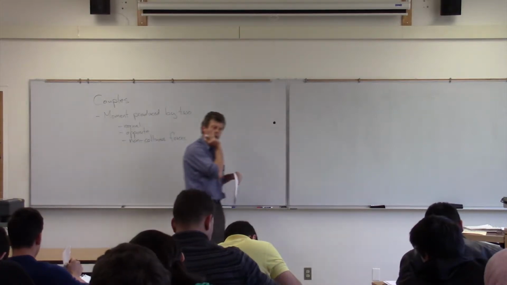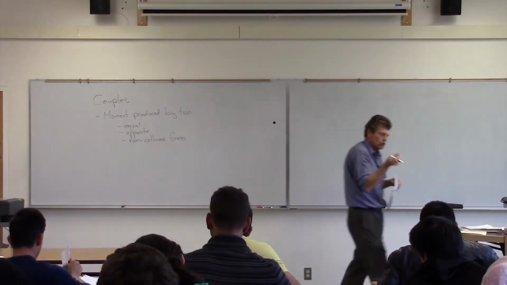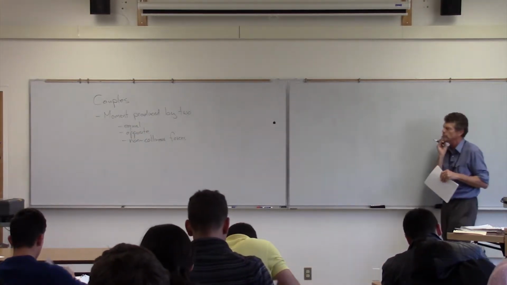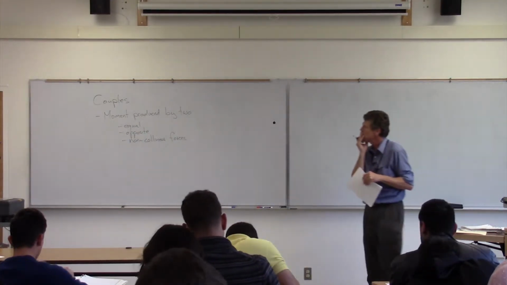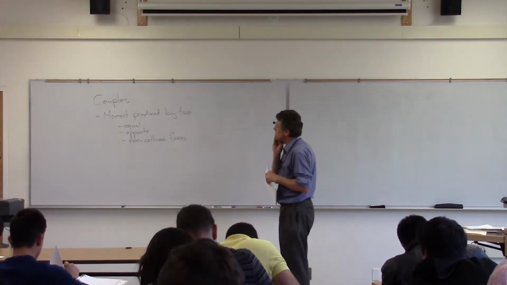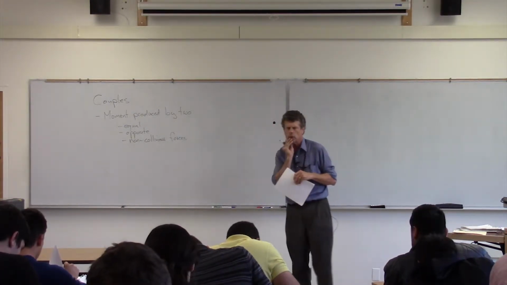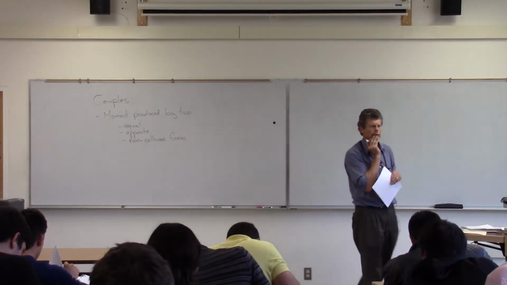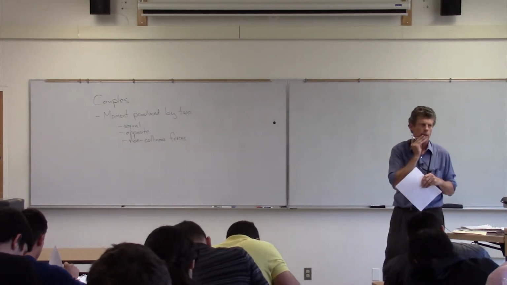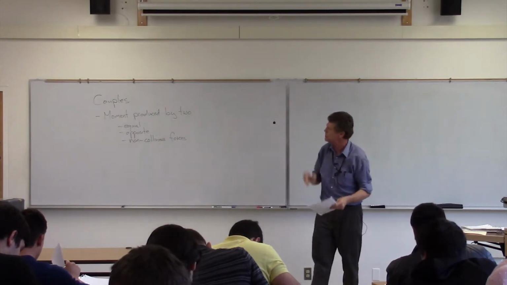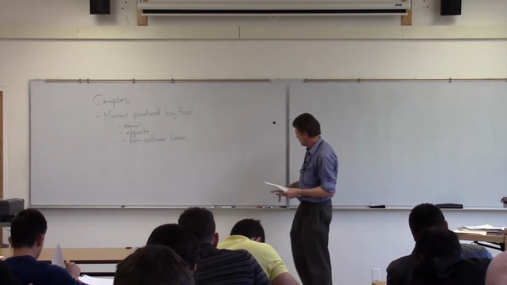Okay, so what we're going to do is extend our knowledge of moments by looking at this strange thing called a couple. It's basically a moment produced by two equal, opposite, and non-collinear forces. Now, what was collinear? On the same line. So now we're looking at two equal and opposite forces, but they're not on the same line.